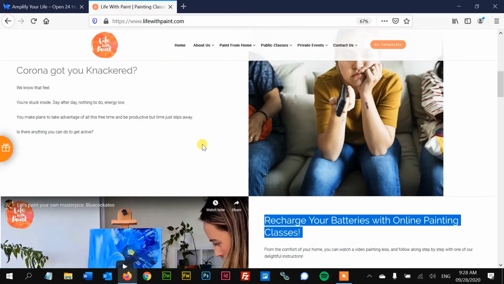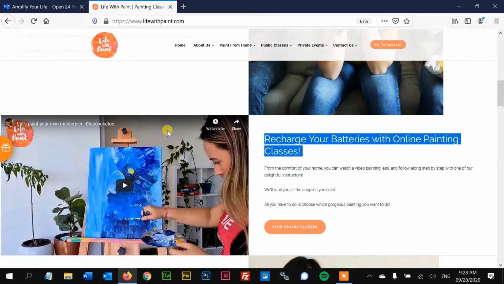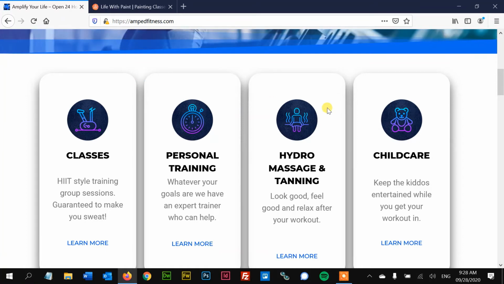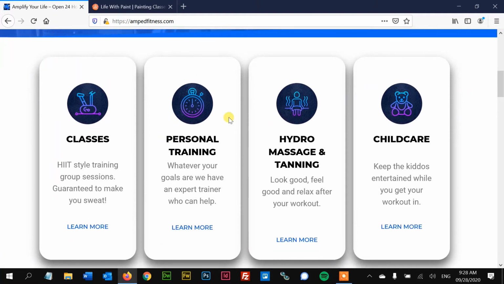Problem, picture about the problem. Solution, picture about the solution. And in this case, the solution is you're bored all day, nothing to do. Try one of our painting classes, all right? You're overweight, unhappy, and feeling like garbage. Come to our fitness class and get the body of your dreams or whatever it is. So that's what I want to see. Problem section, solution section, appropriate photo for each.